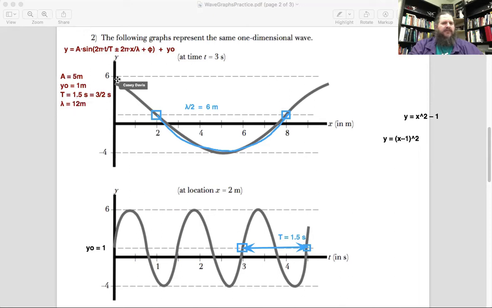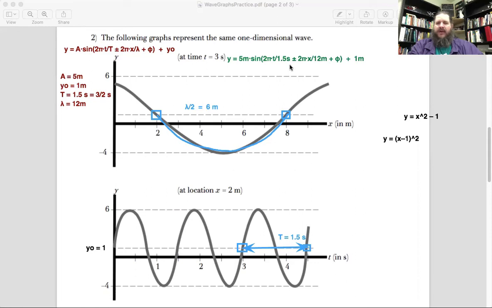And I think that's just about everything. If we fill in everything we've got so far, let's see what we've got. We fill in amplitude is 5 meters. Period is 1.5 seconds. Wavelength is 12 meters. And we also know the y naught is 1 meter. So it looks like we've got all the parameters except for phase shift. Although to find that, we're also going to need to decide whether to use plus or minus here.